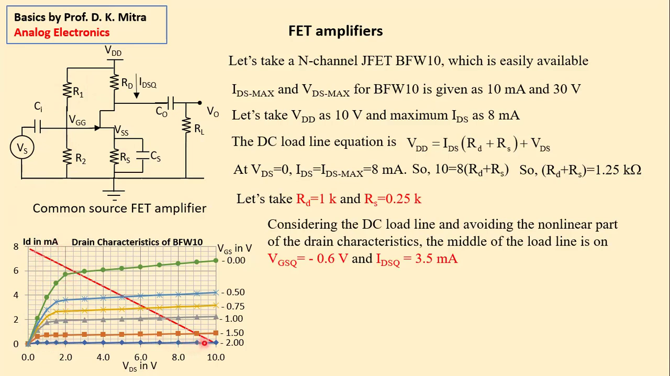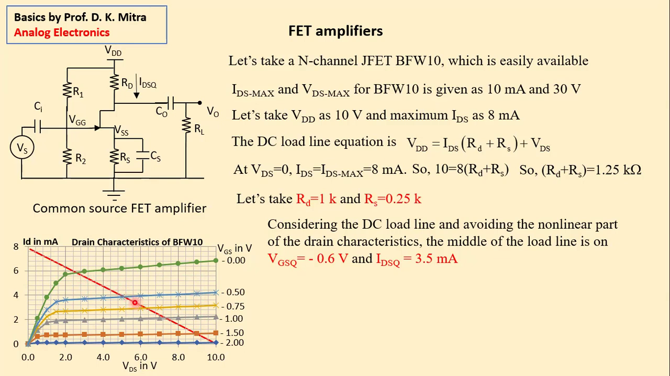Also, I do not want to go too low because if I go too low, then if the signal is a little higher, one end of the signal output will be cut off or clipped. So I want to remain from this point to this point. If you take this area, then you find out graphically what is the midpoint of this load line.